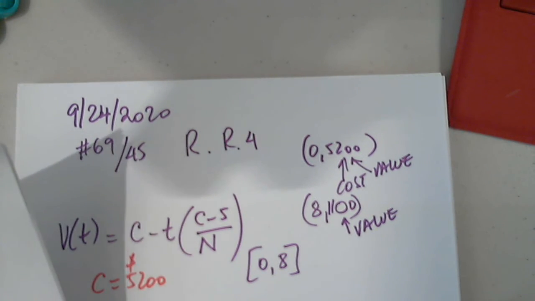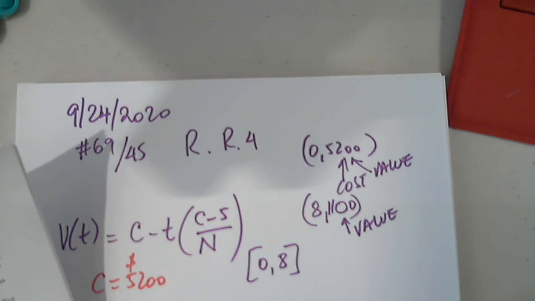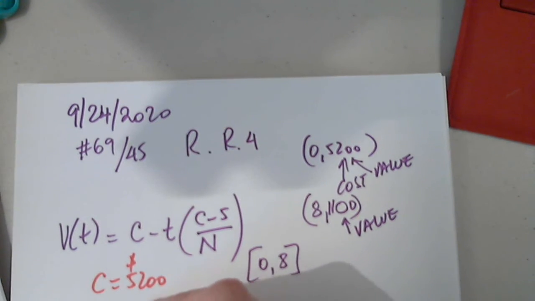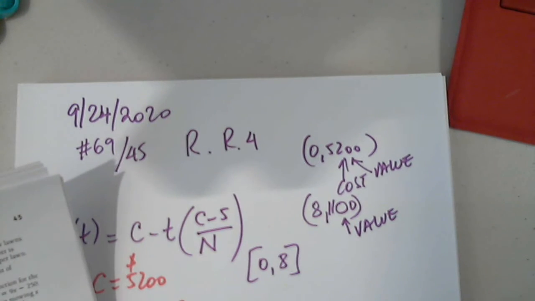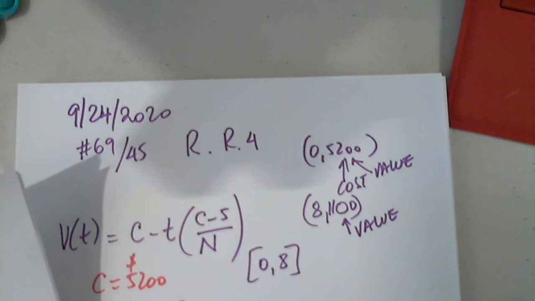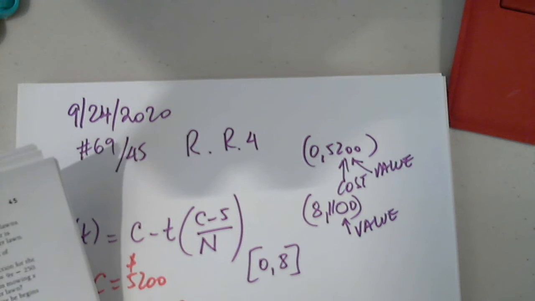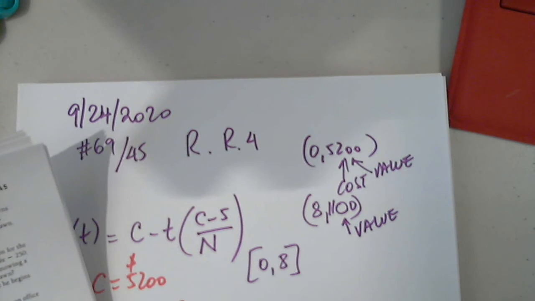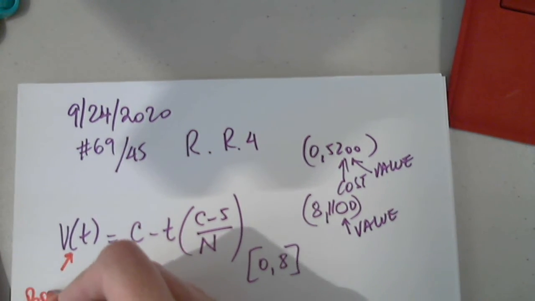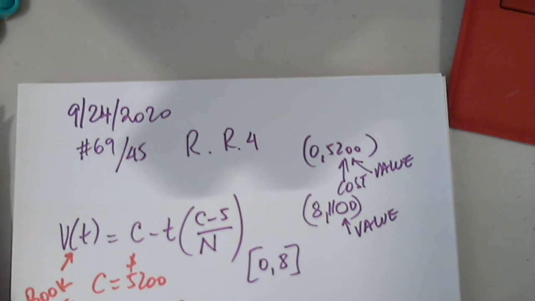Then t is the time. N is the number of years of expected life. So it's expected to last, so n equals 8 years. And S is the salvage value. V of t is also called the book value. Okay, so this is book value. Perfect. Find a linear function for the straight line depreciation of the machine.